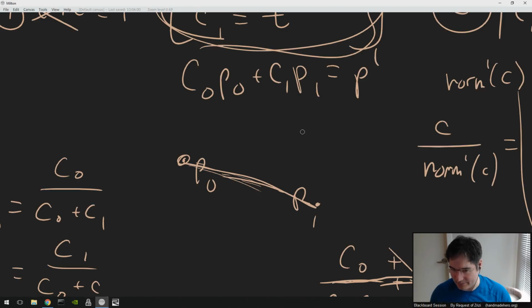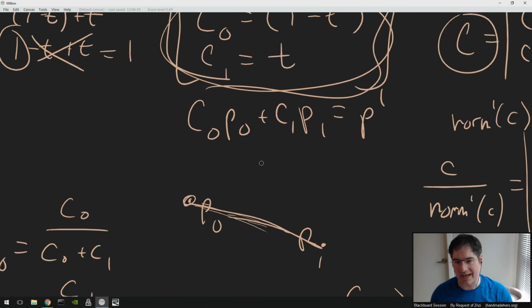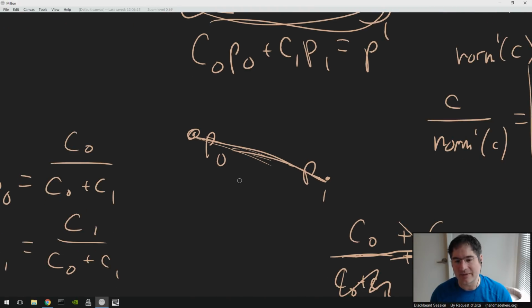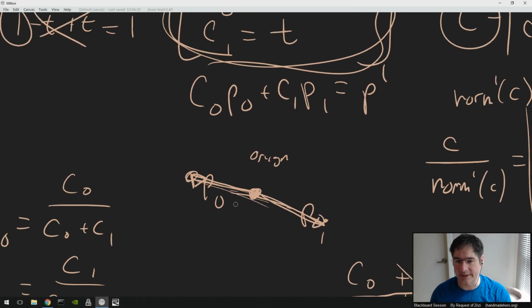Now, why does that happen? What is it that makes the one norm special as far as summing things together? Well, if you think about a slight change of basis, I can give you a more intuitive understanding of why that works. Let's suppose that the origin was here, right? So p0 is that vector, and p1 is that vector, and the origin is right in the middle, right?